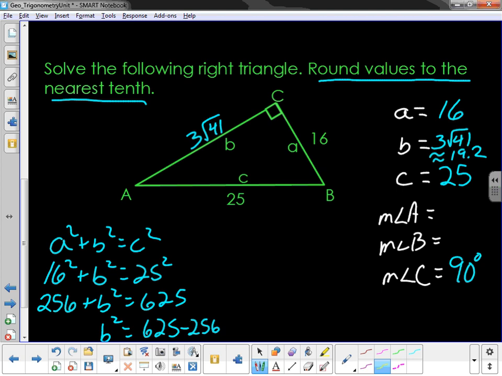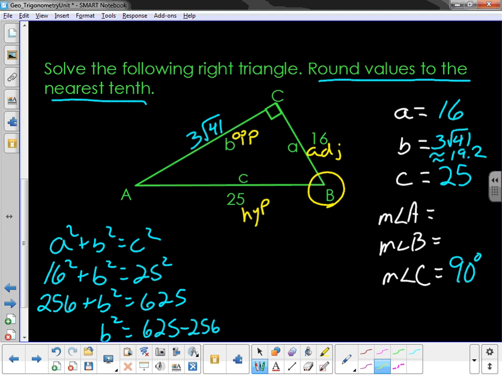Because we only use those acute angles in the right triangle. We don't use angle C. So I'm going to go with B. And as I look at B, I notice that the 25 is my hypotenuse, and the side B would be my opposite, and the 16 would be my adjacent.